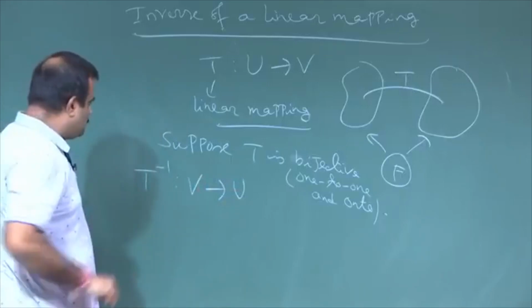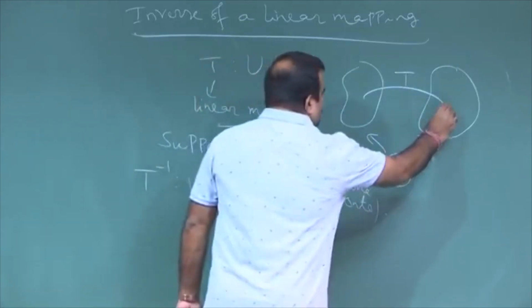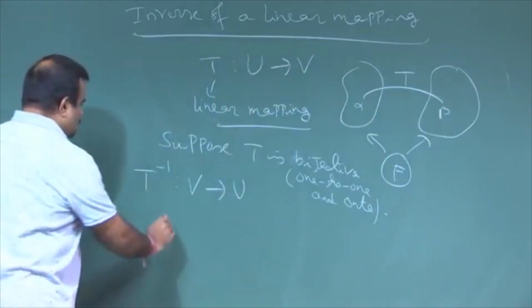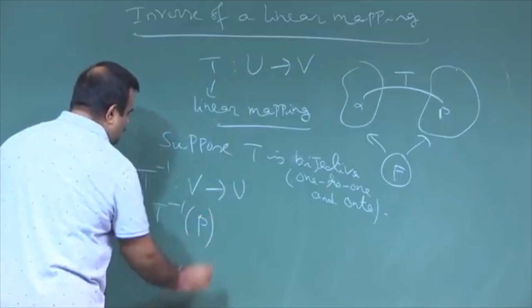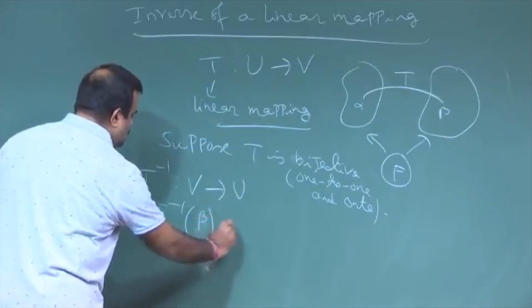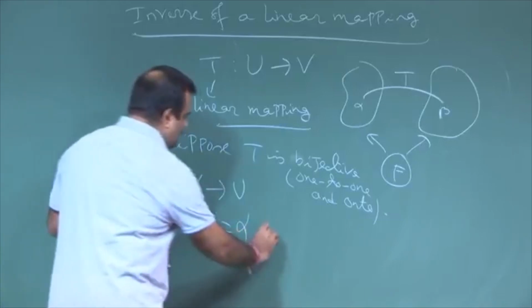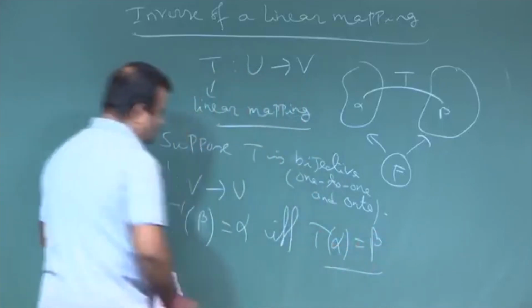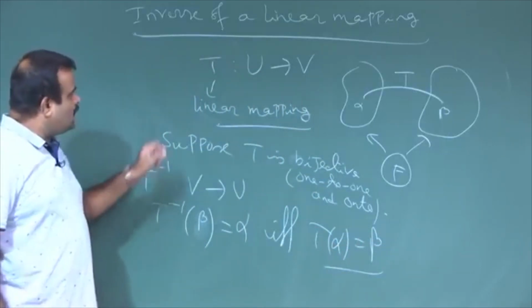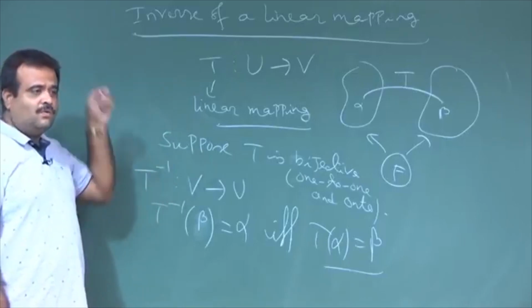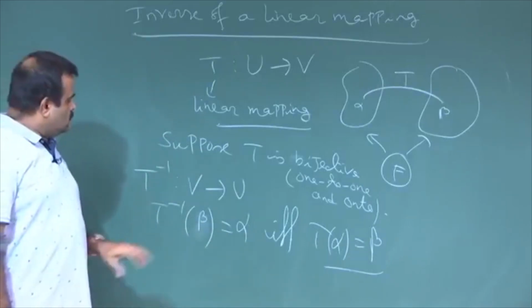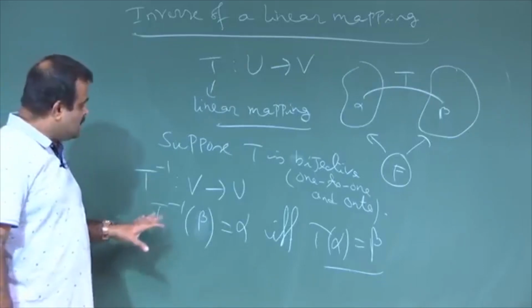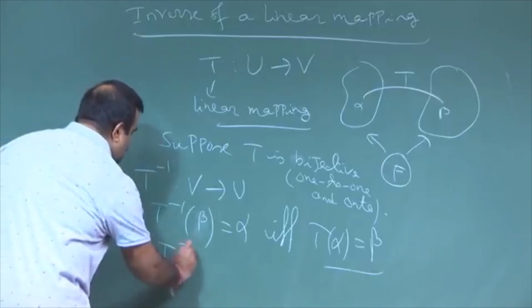So, how to define that? Suppose this is alpha and this is beta, so alpha is going to beta. So, T inverse of beta will be alpha if and only if T alpha equals beta. And since T is 1 to 1, there is only one alpha which is going to beta. So, that means this T inverse is well defined. This means T inverse is a mapping.